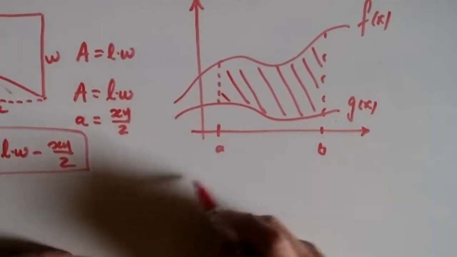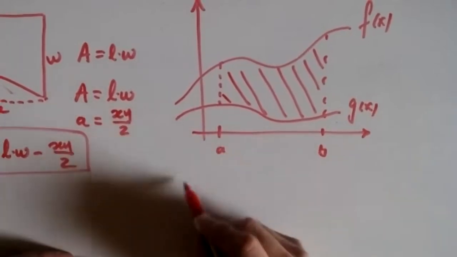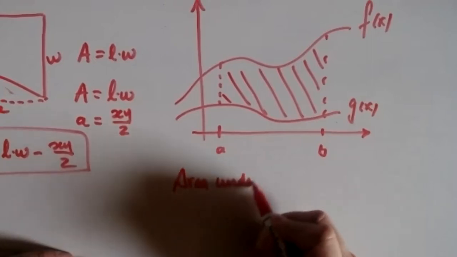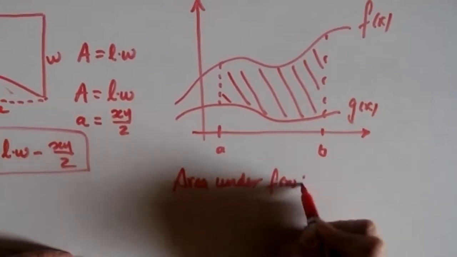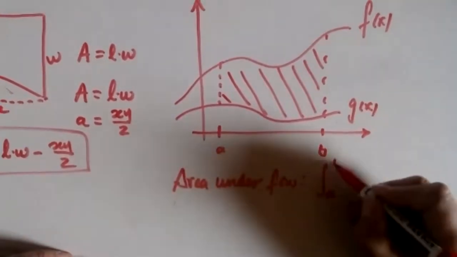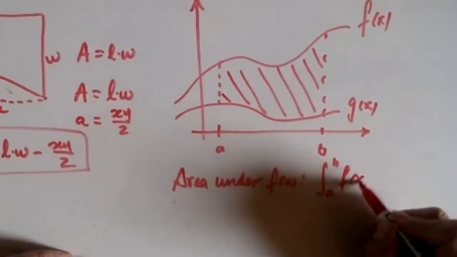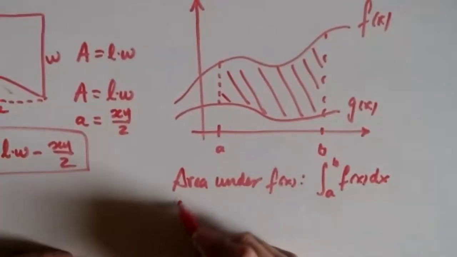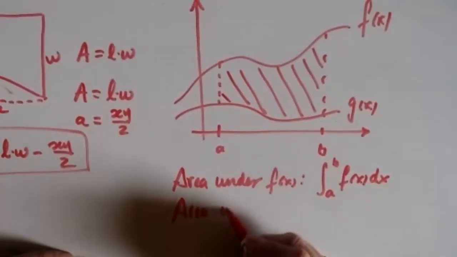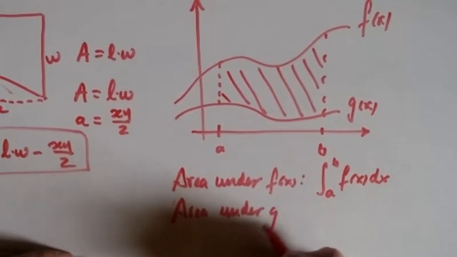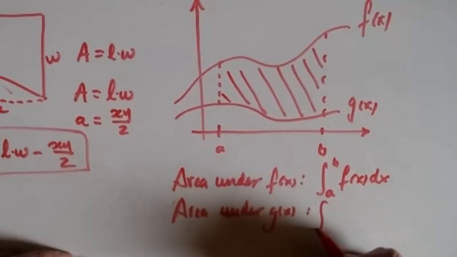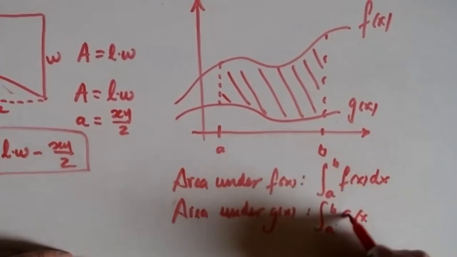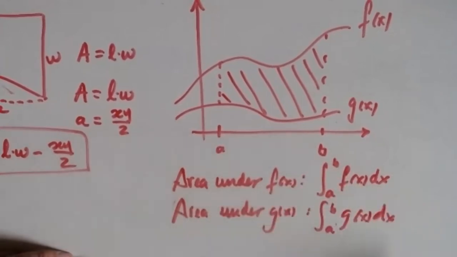you know the area under f was the integral from a through b of f(x) dx. So this is the area under f. The area under g of x is the integral from a through b of g(x) dx.